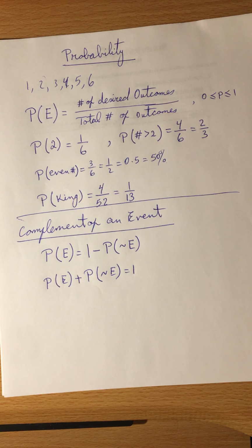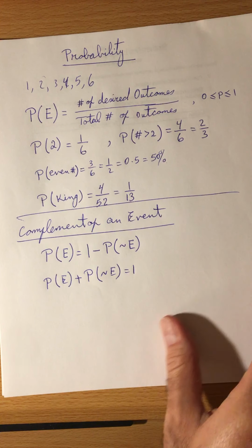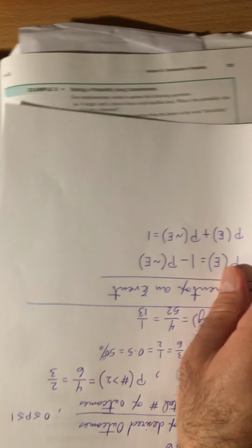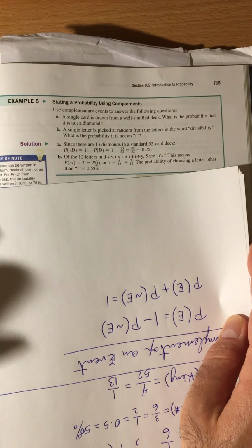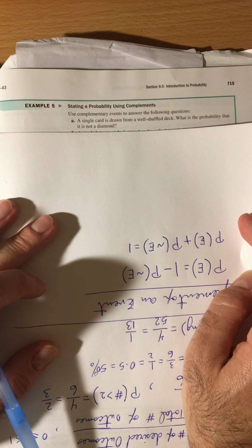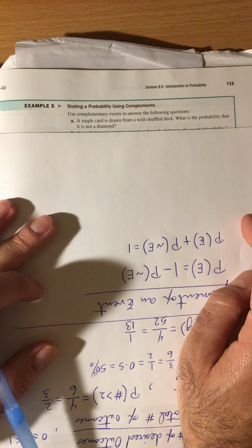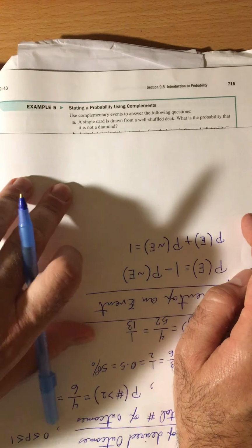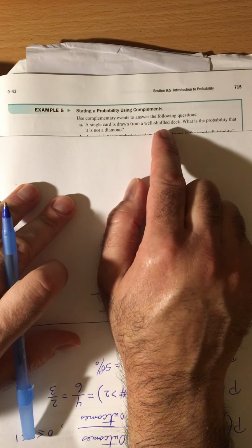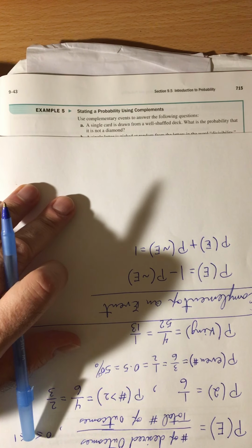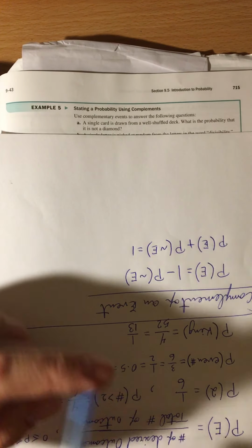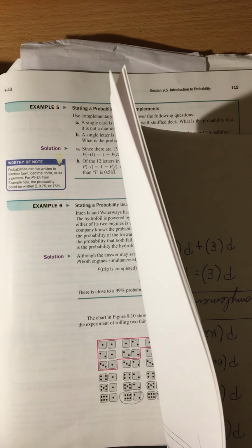Okay? So based on that, let's look at example number 5 on top of page 715. Let me bring it to you. It says use complementary events to answer the following questions. A single card is drawn from a well-defined deck. What is the probability that it is not a diamond?